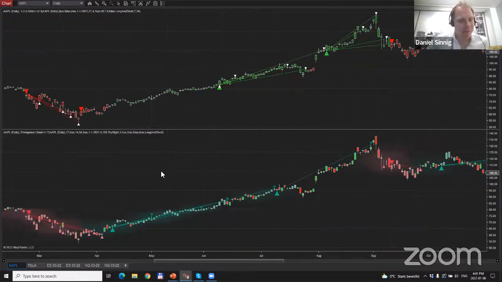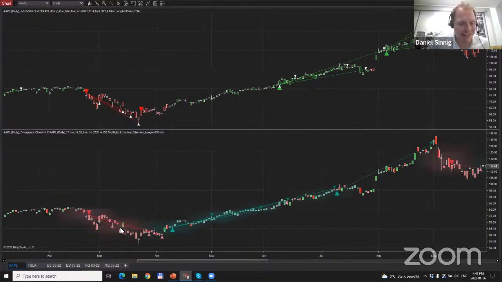Sorry, now I misplaced that. A reddish divergence is bearish divergence. I completely messed this one up. So let me start again.